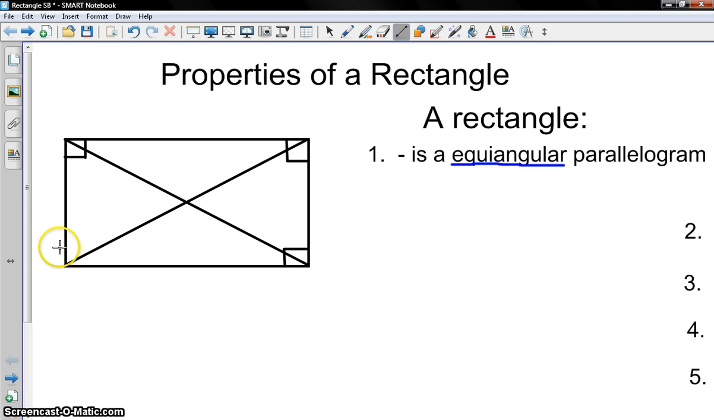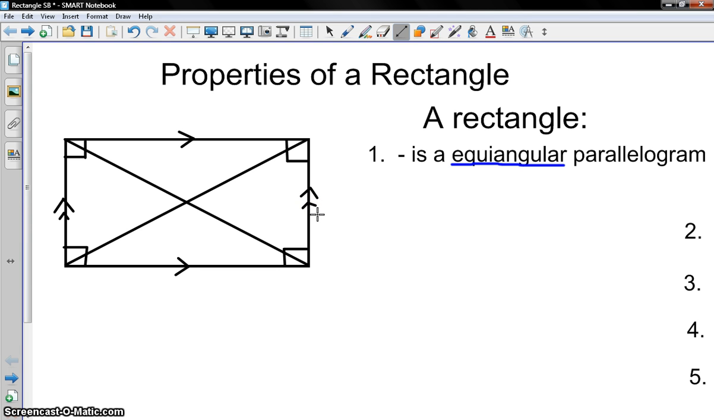So after we mark the angles, we also have to mark the sides. Now in a parallelogram, we already know that opposite sides are parallel. So we have two pairs of parallel lines. Okay, so let's draw these over here as well.